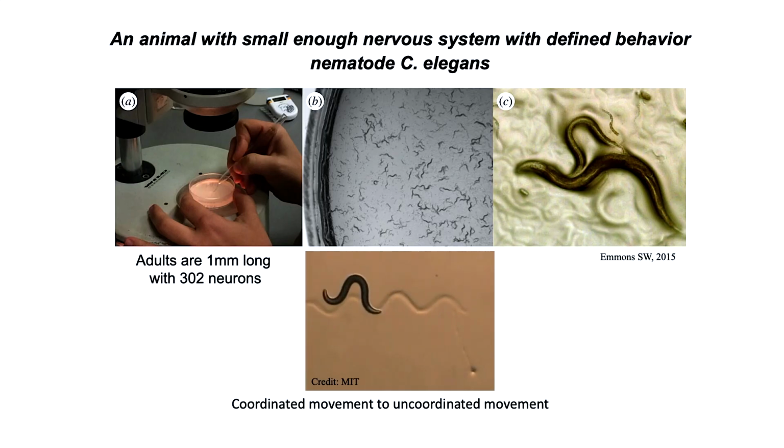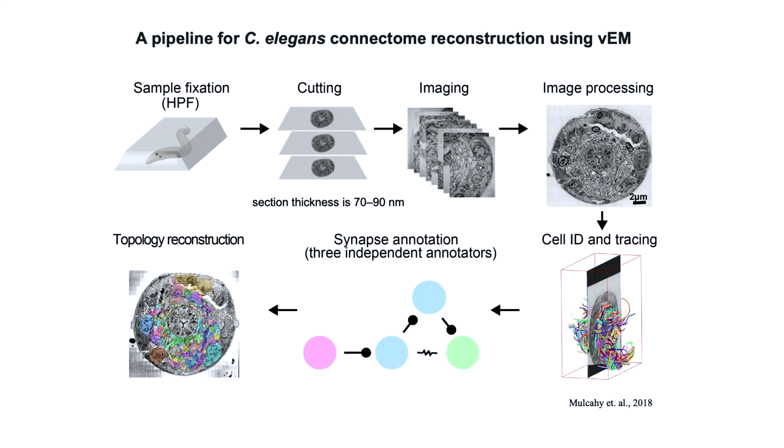So it's a very good system. So how to make a connectome with this? This is a pipeline that came from a modern protocol from 2018, and this pipeline was exactly the same in Sidney Brenner's time as well.